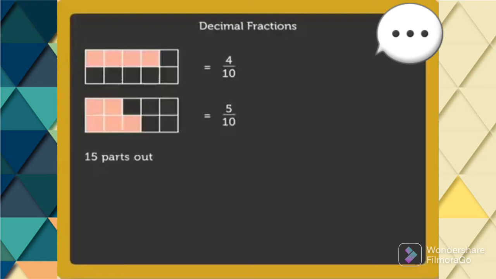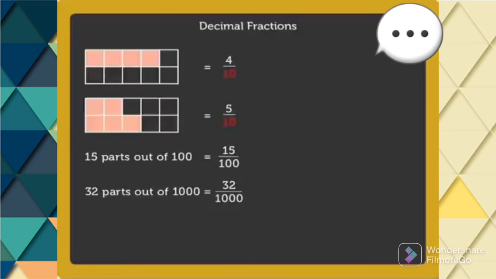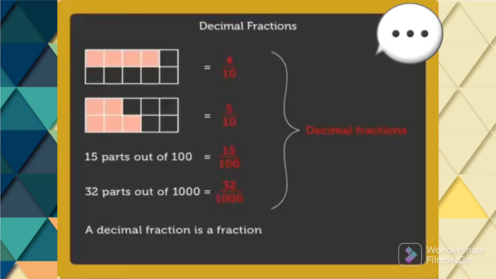Similarly, 15 parts out of 100 is written as 15 hundredths. 32 parts out of 1000 is written as 32 thousandths. The fractions 4/10, 5/10, 15 hundredths and 32 thousandths have either 10, 100 or 1000 as their denominators. Such fractions are called decimal fractions. Thus, a decimal fraction is a fraction whose denominator is either 10 or 100 or 1000 or a power of 10.